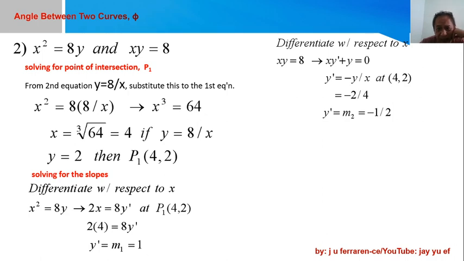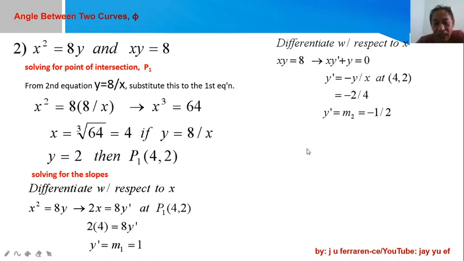Okay, now in the second curve, also by implicit differentiation, differentiate each term with respect to x. Product rule is applied. So we have x with y prime plus y with the derivative of x, but that is 1. So it becomes 0. Solving for y prime, I have a ratio of minus y over x, and I have to consider a point of tangency, which is the point of intersection. So we have coordinates of 4 and 2. So x is 4 and y is 2. So I have minus 2 over 4. So my y prime, or my m2, the slope of the second curve, is equal to negative 1/2.